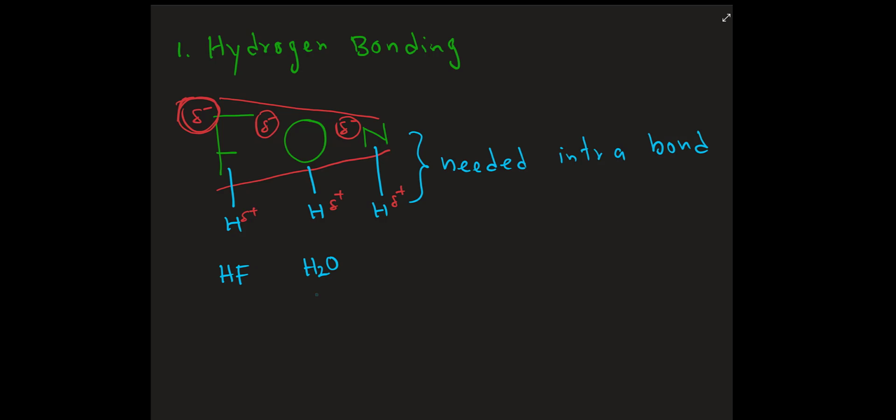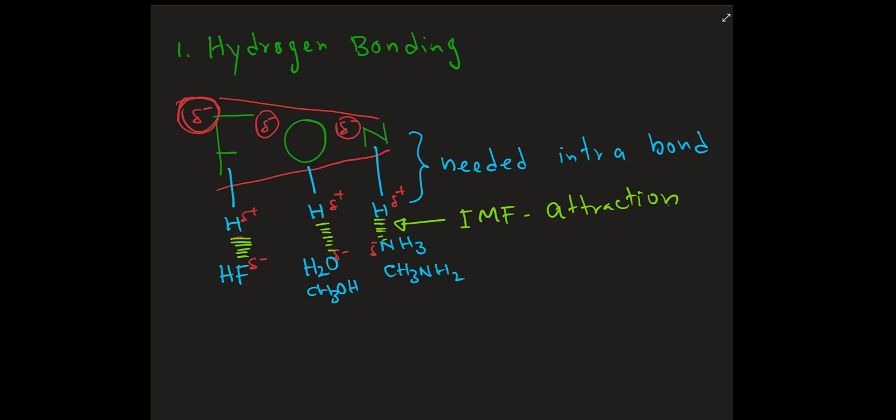If you do have it, there's delta plus, delta minus. What are the examples? HF, water, methanol, ammonia, methylamine. Those are a few examples. So these ones in between molecules are going to make hydrogen bonding. So that's the IMF, intermolecular forces, or attraction. The term hydrogen bond is not the right term, but in the old days we used to use it, right? That's what it is. So also remember, hydrogen bonding is a dipole-dipole type.